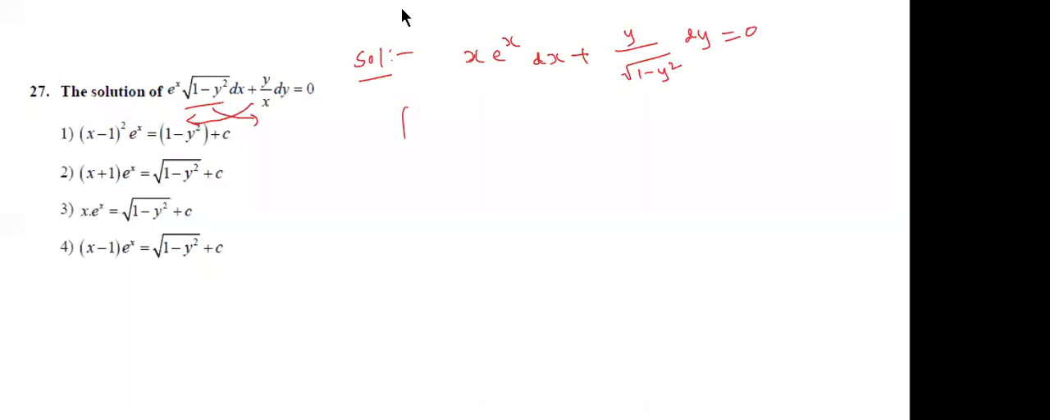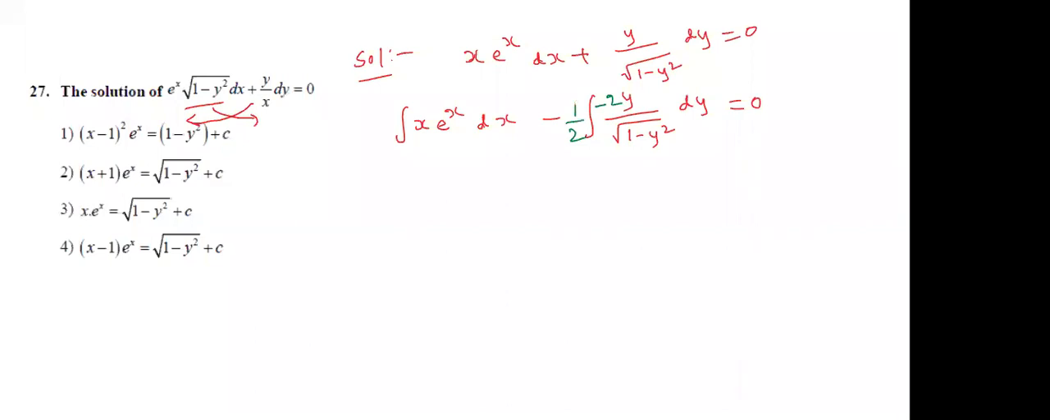Now apply the integration. Integration x into e power x dx plus, here see that integration y by under root 1 minus y square is there. So this is converted in the form of integration f dash of y by root f of y. 1 minus y square derivative is minus 2y. 2 is not there and minus 2 is not there. Multiply minus 2, divide minus 2. Already I have written minus here. Students, are you understood? That is equal to 0.